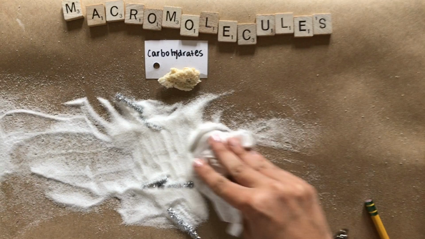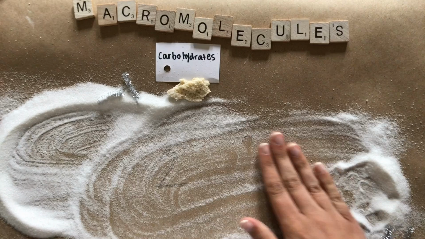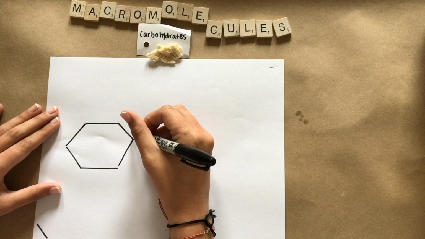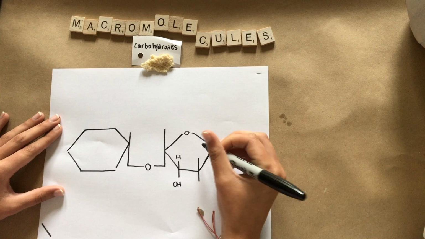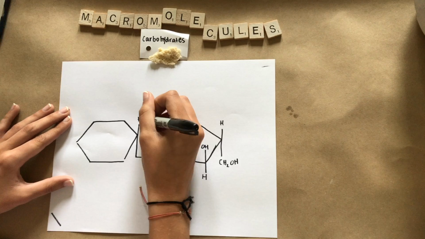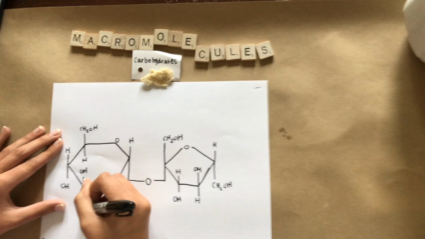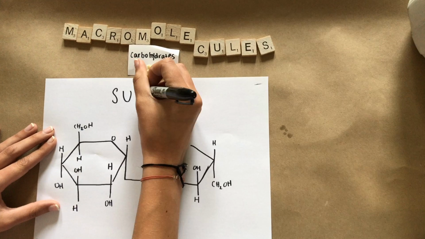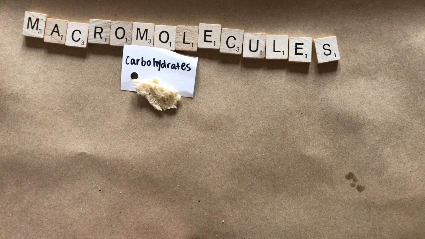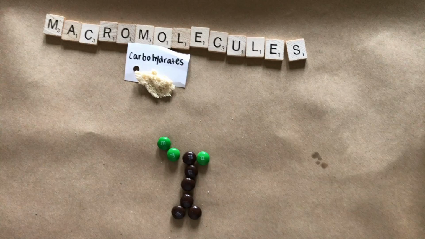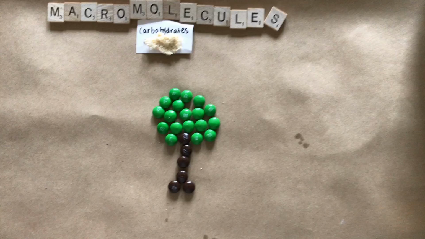There are also disaccharides, which are two monosaccharides put together. A good example of a disaccharide is sucrose. Sucrose is fructose and glucose covalently bonded together. There are also polysaccharides, which are thousands of monosaccharides joined together. Cellulose is a structural compound of plants. There are many glucose molecules joined together.